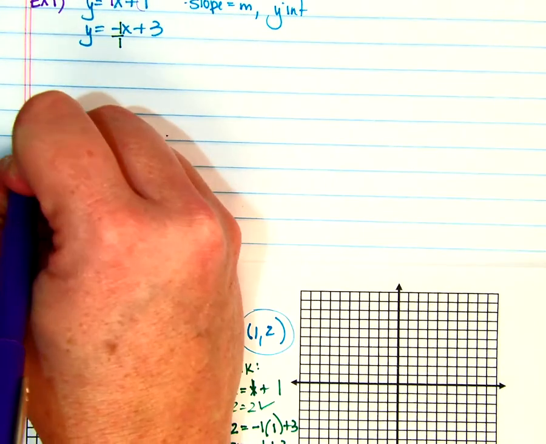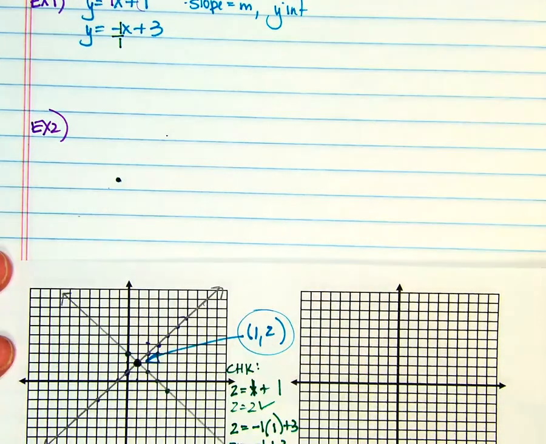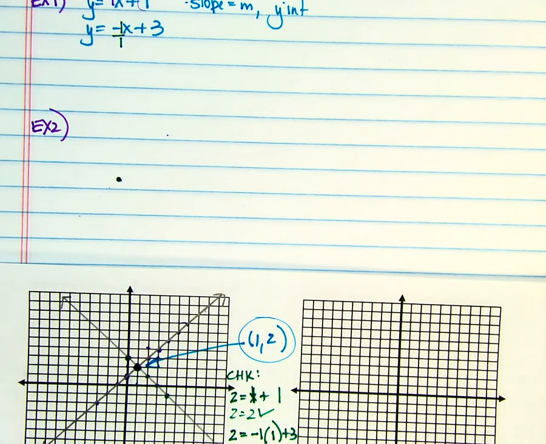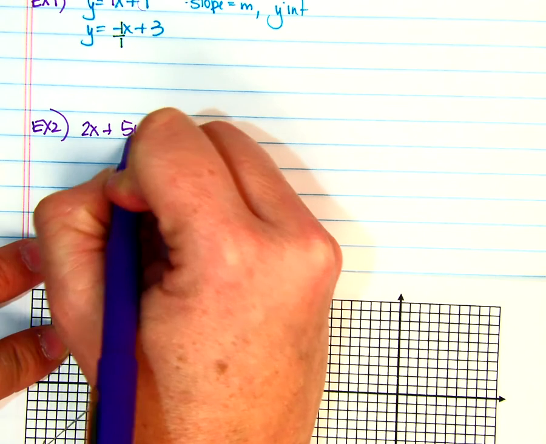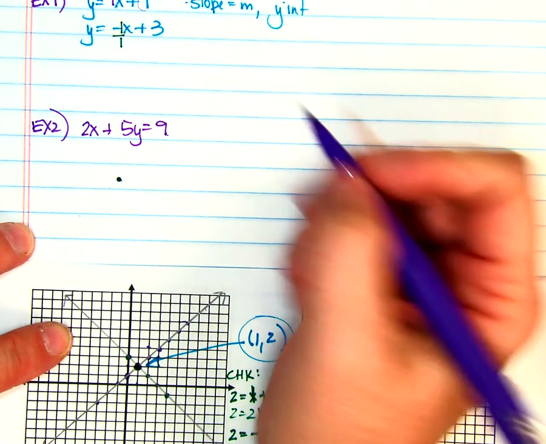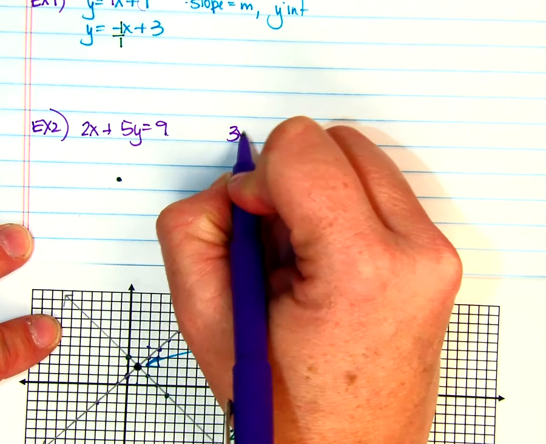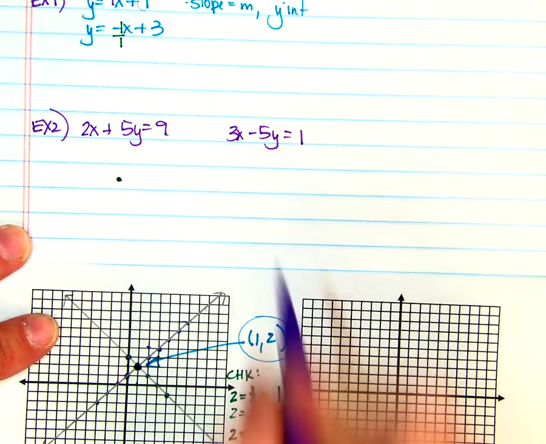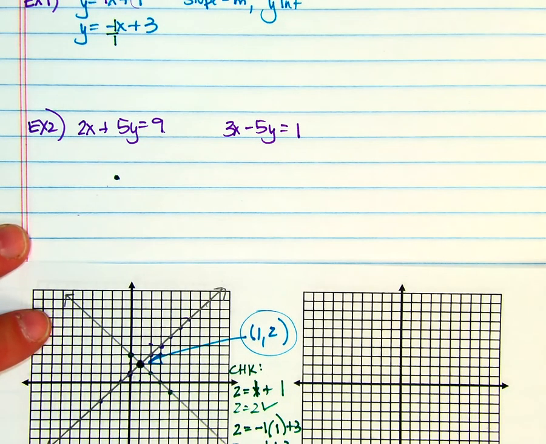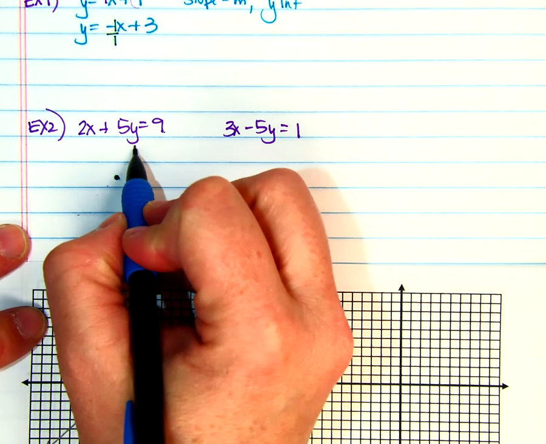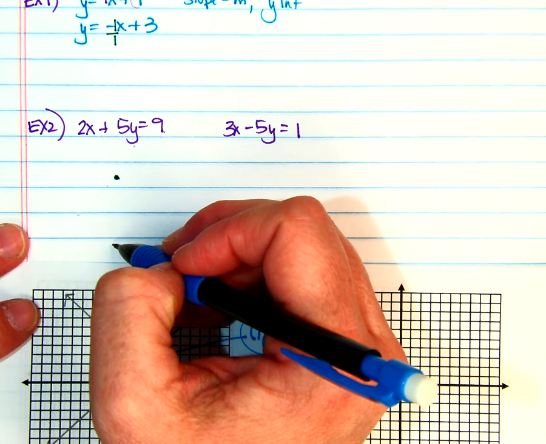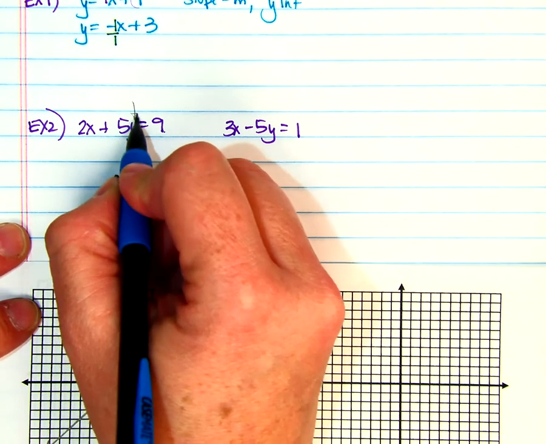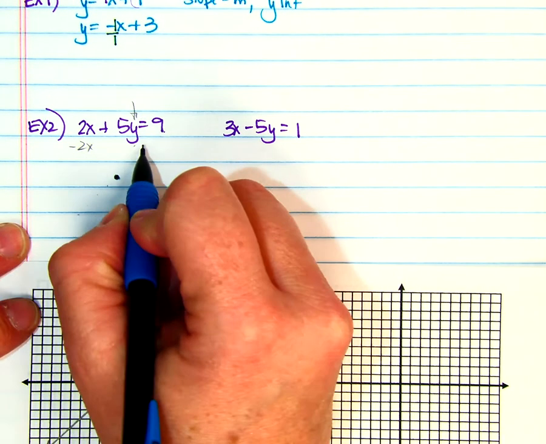Make this example 2. I'm going to pick a little bit harder one. So 2x plus 5y equals 9, and 3x minus 5y equals 1. The reason why I'm writing these particular two side by side is because I notice that this is not in slope-intercept form. So I'm going to have to do some algebra to actually get it in slope-intercept form. So I'm solving for the y. That means I'm going to subtract 2x on both sides.